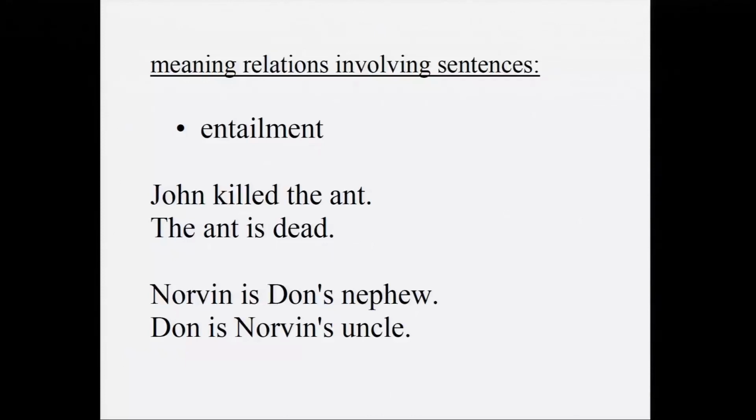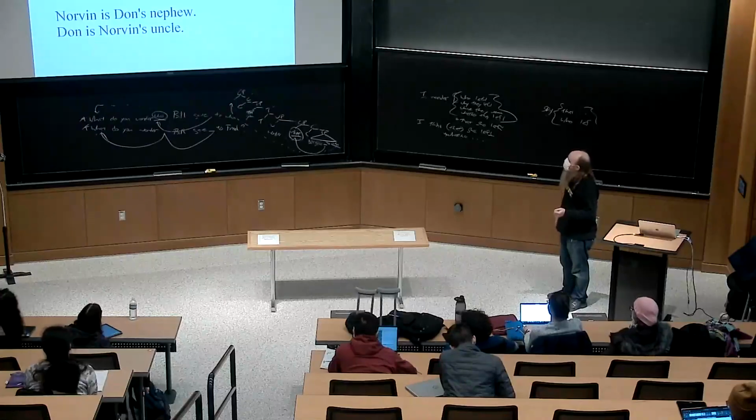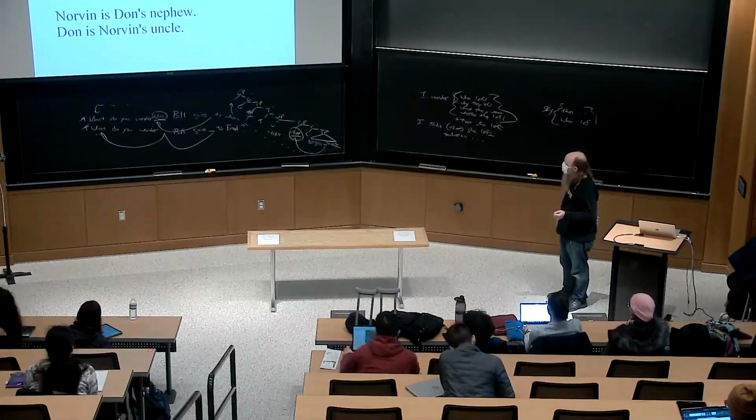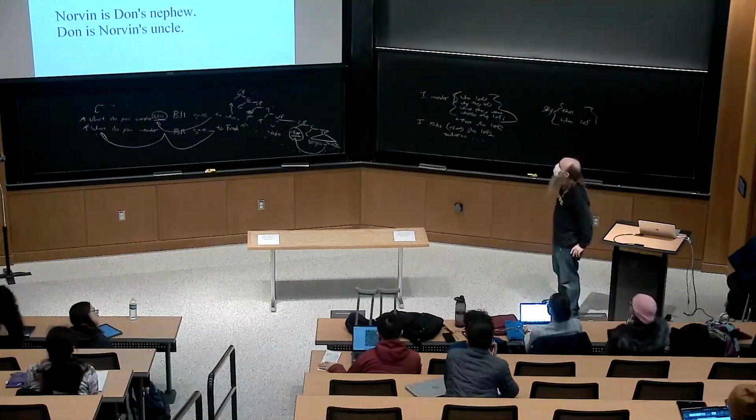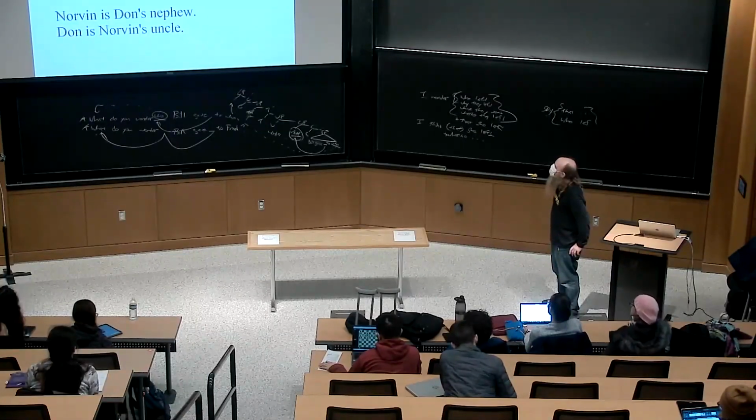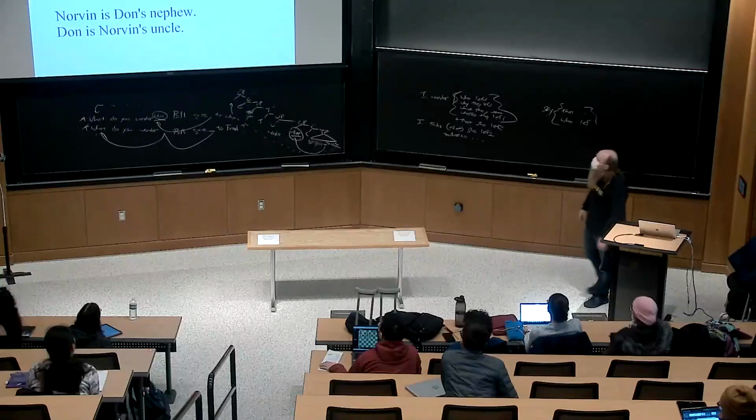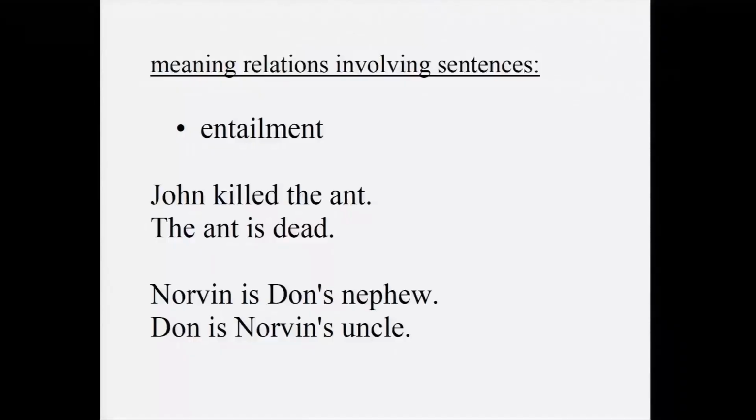Similarly, to say Norvin is Don's nephew is to say that Don is Norvin's uncle. The first of those sentences entails the second. No, it doesn't. Actually, this is a lie. Neither of these sentences entails the other, unless you know that Norvin and Don are both male. If you know that Norvin and Don are both male, then they entail each other. Otherwise not, I guess. I should fix that.